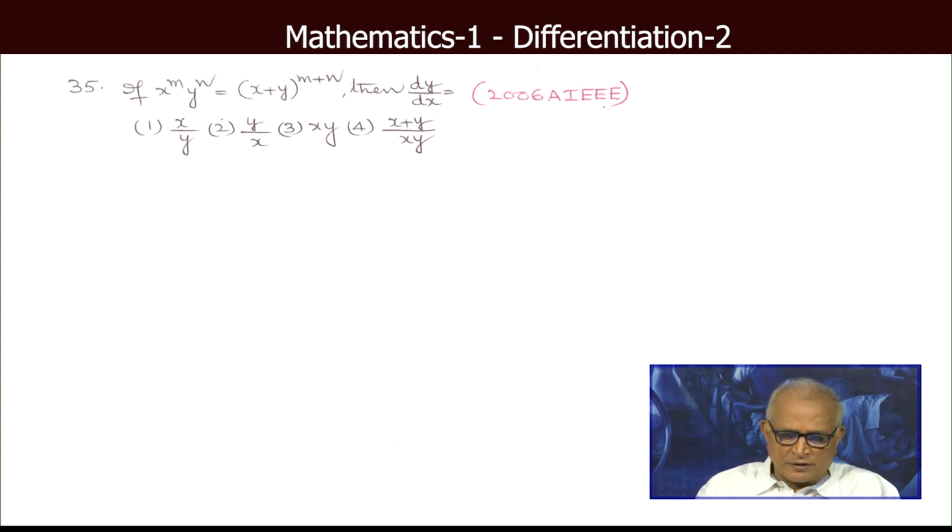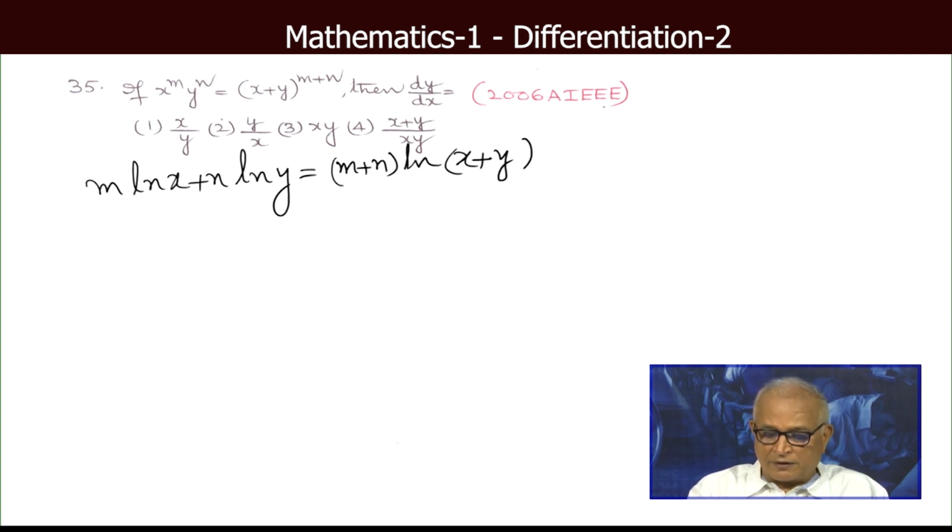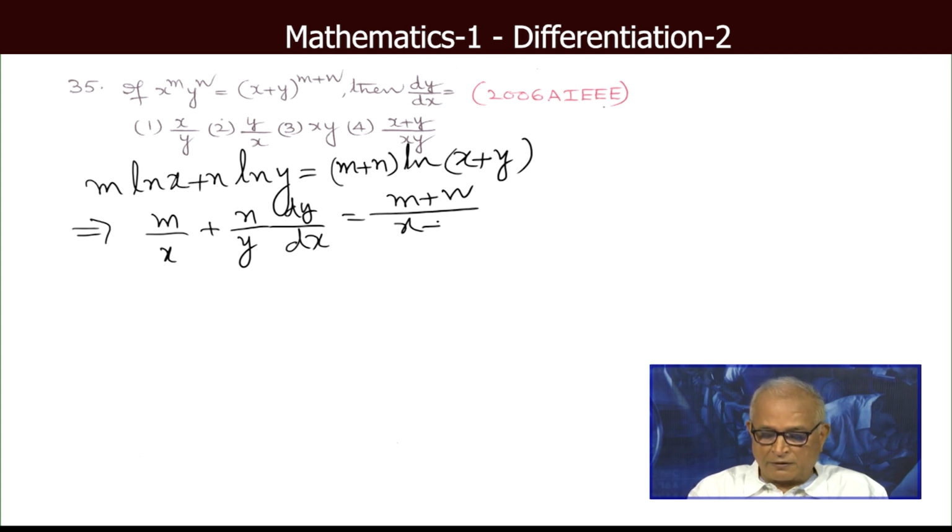So, you can take logarithms on both sides. m ln x plus n ln y is equal to (m plus n) times natural logarithm of (x plus y). There is no objection to writing this, since x and y are positive. Now, differentiate term by term. This is also implicit differentiation. So, m by x, that is the derivative of m ln x, plus n by y into dy dx is equal to (m plus n) by (x plus y), the derivative of ln (x plus y), that is 1 by (x plus y) into the derivative of x plus y, 1 plus dy dx.